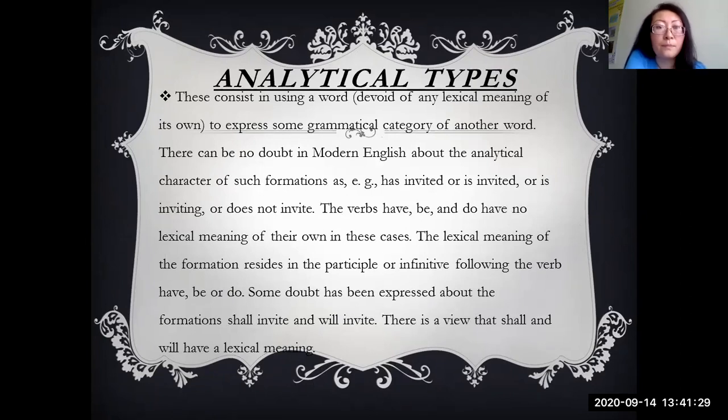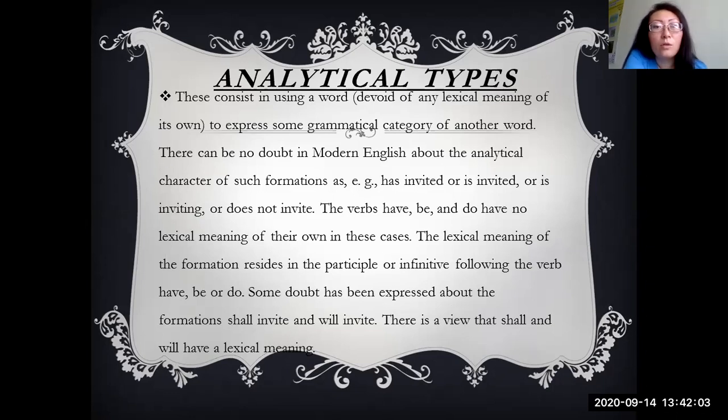Analytical types. If synthetical type is the formation of words by adding morphemes like prefixes and suffixes and endings, so analytical types are denoted with the use of auxiliary. Okay, so let's look at the lecture.